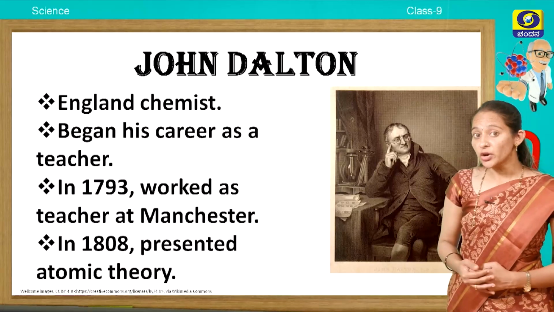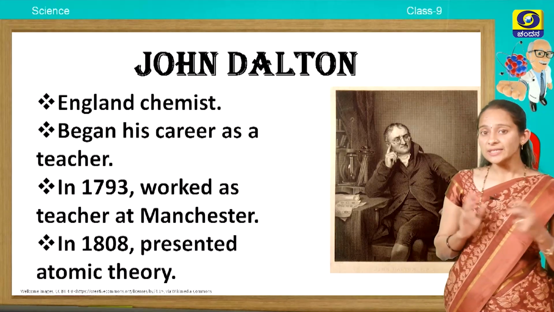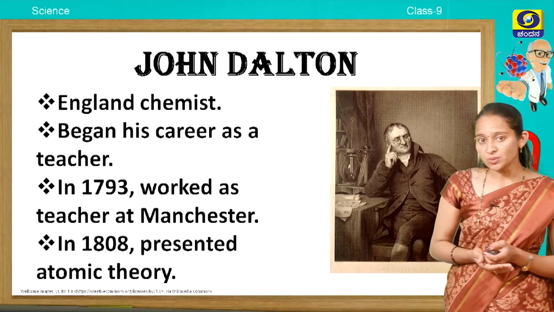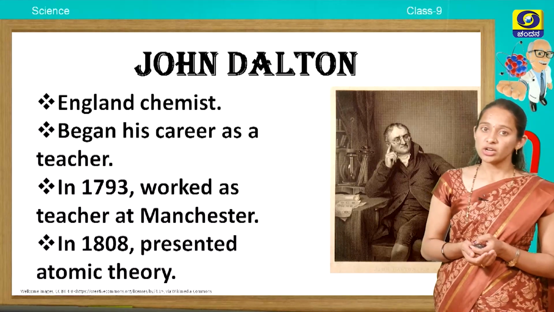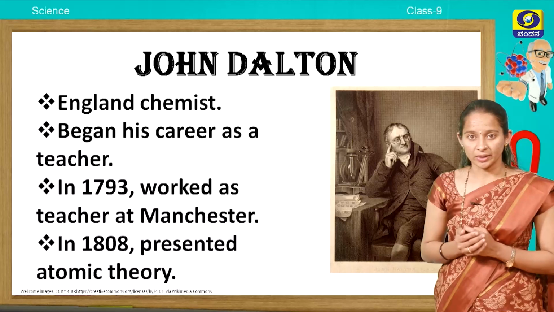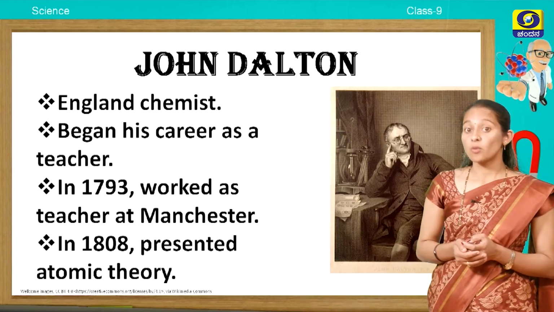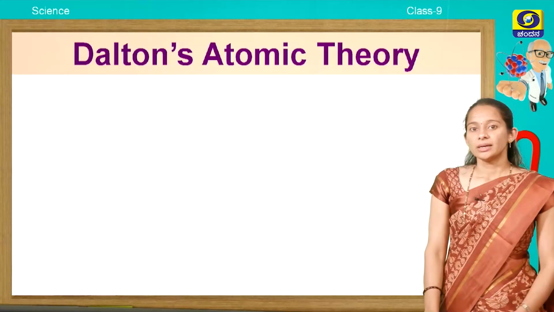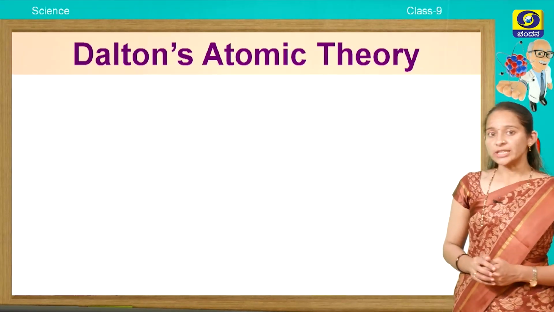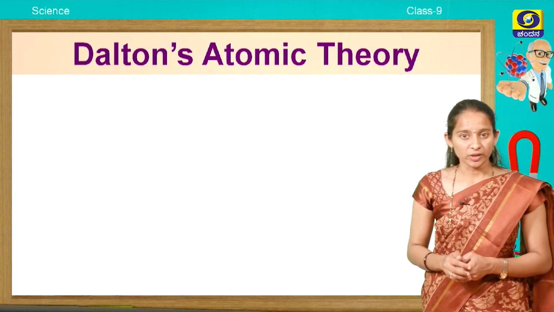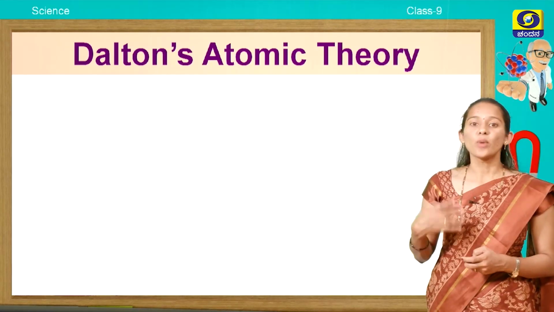In 1808, he proposed his ideas about atoms and molecules as Dalton's atomic theory. Let us know what this Dalton's atomic theory is. What are his ideas? There are 6 postulates under Dalton's atomic theory. Let us understand one by one.